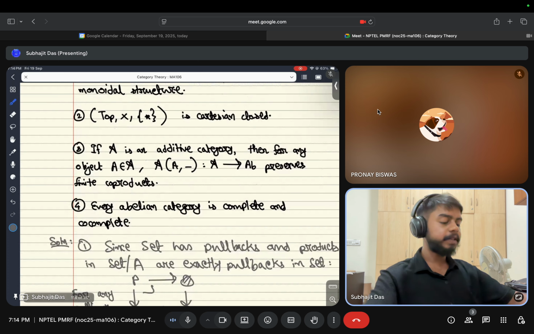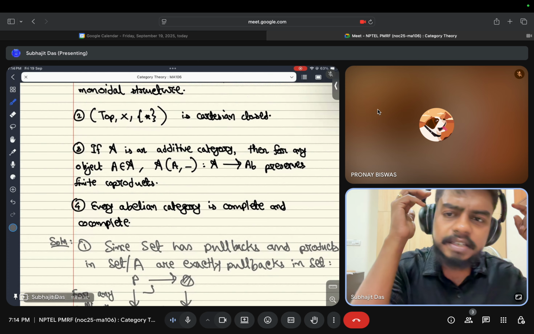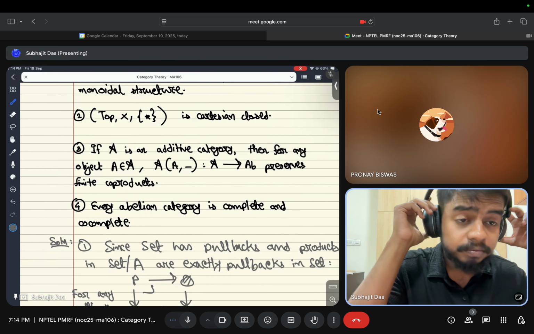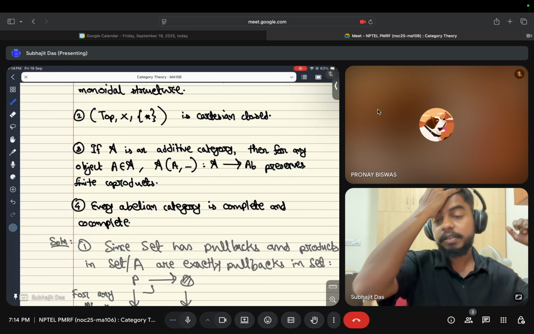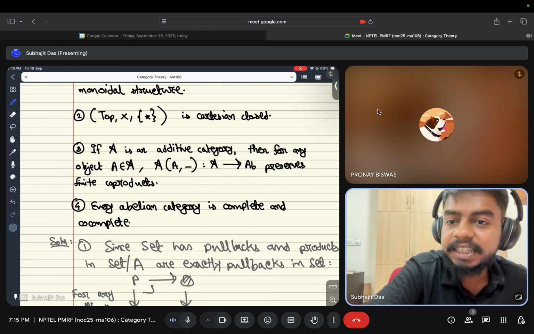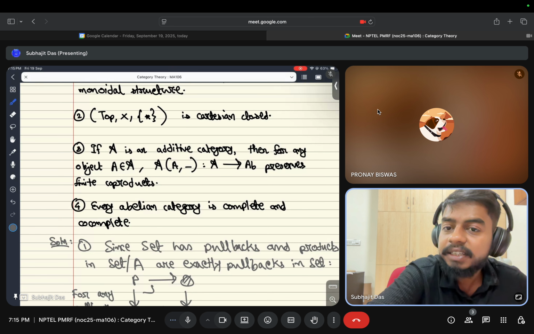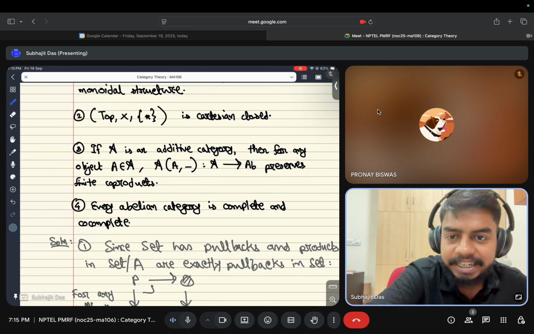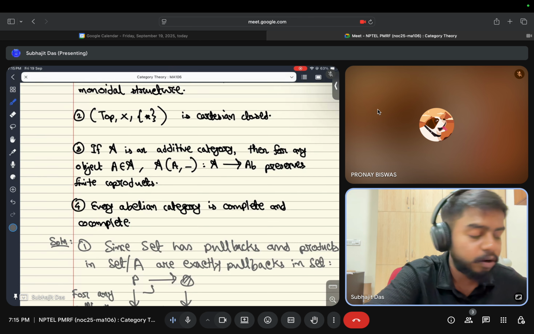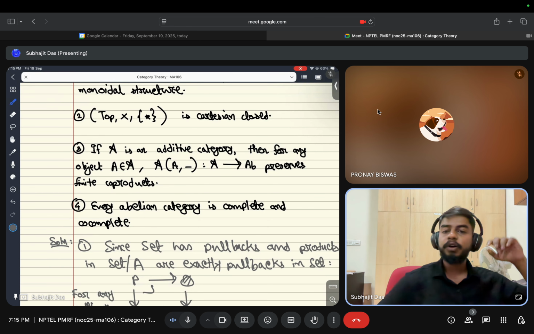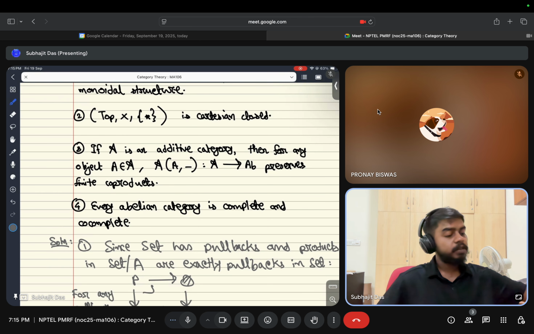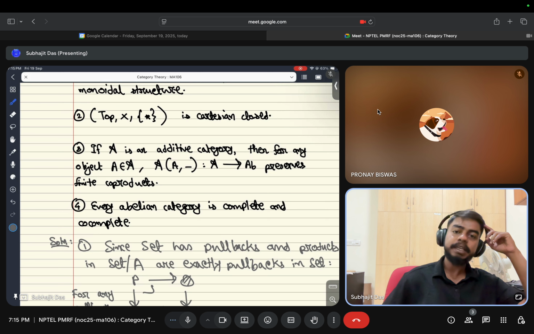Okay, so next question. Any questions, by the way? Okay, so next question: if A is an additive category, then for any object A in A, the functor co-represented by A from A to AB. Of course, we know that if A is an additive category, each Hom set is actually an abelian group, so this functor actually lands in AB. What we want to show is that this functor preserves finite coproducts, or disprove. So is this true or false?